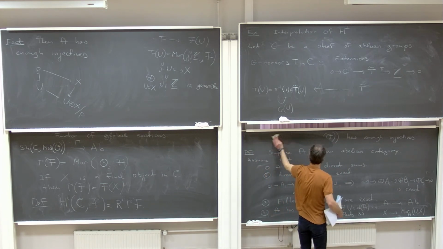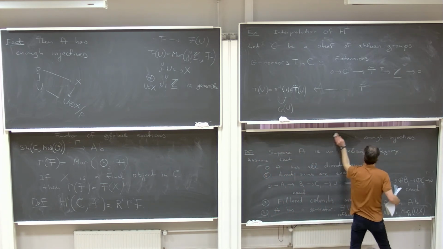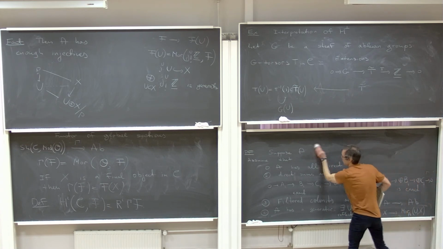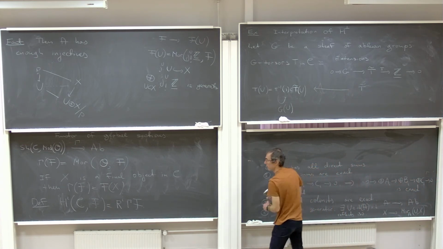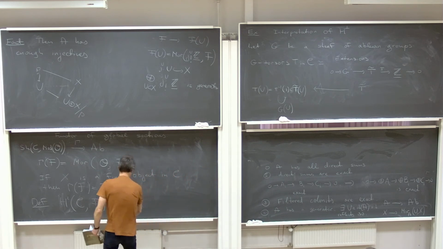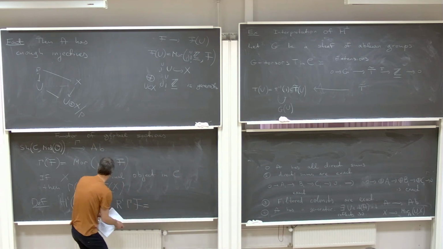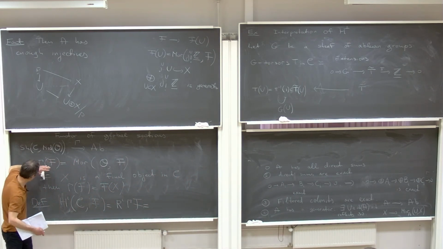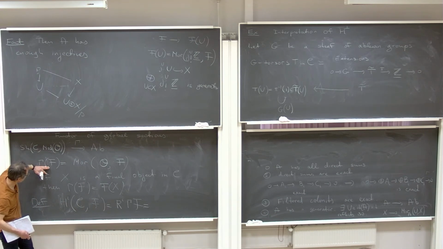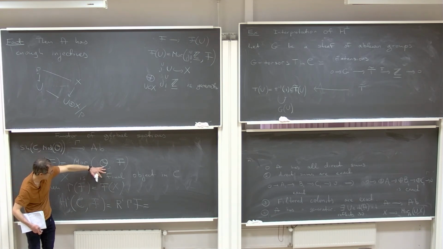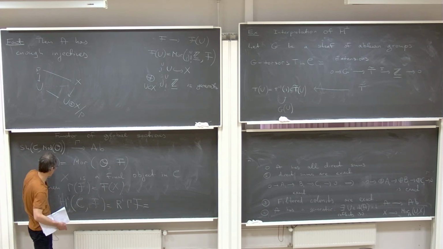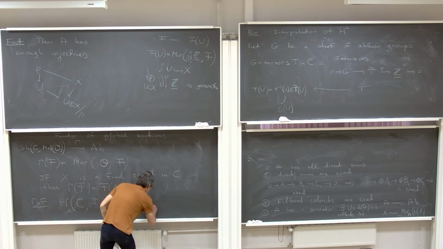So in particular, let's reformulate this. We have global sections as Hom, morphisms from O to F. And the derived functors are Ext, right, by definition of Ext.